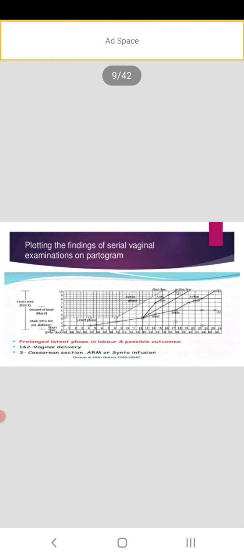Vaginal examination and partograph. If you have studied the labor, then only come to this one. You can understand this one. Okay, once more I will explain, after studying the labor.